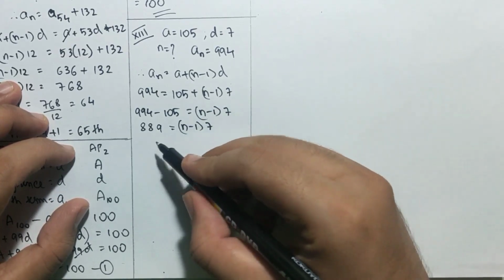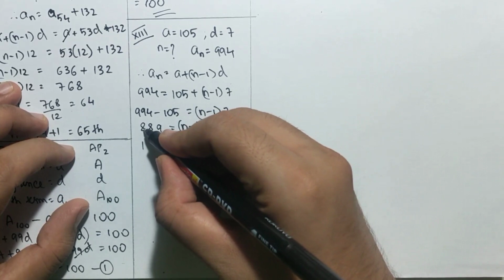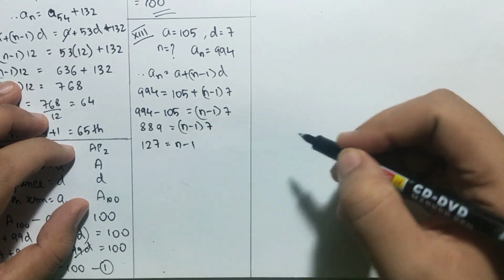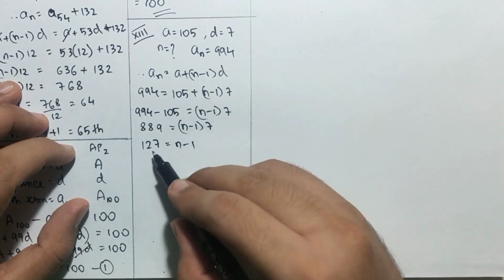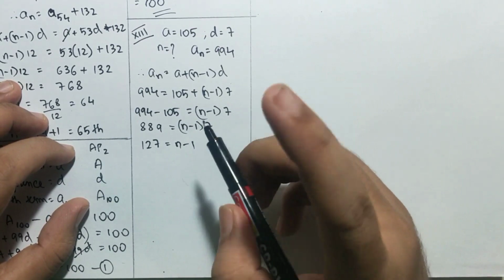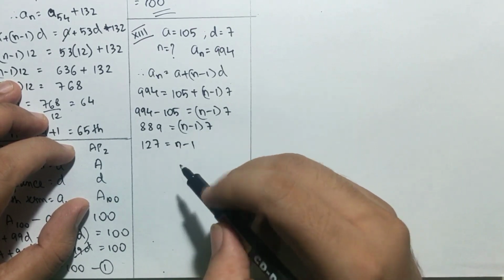This 7 will get divided. We will get 127 equals n minus 1. This value will always be divisible. It will never come in fraction or in decimal. This 1 will go that side, it will get added.